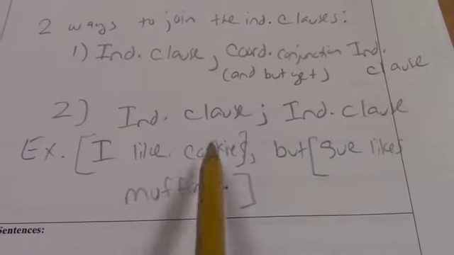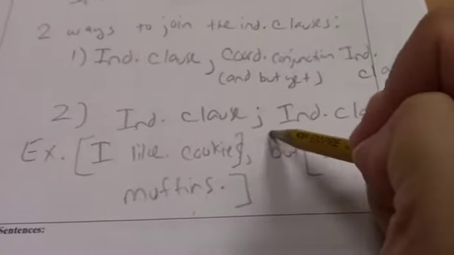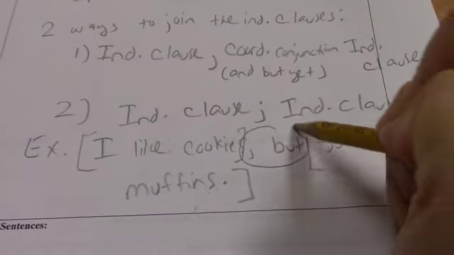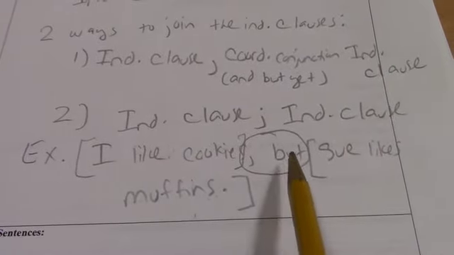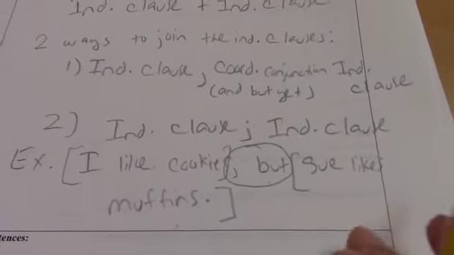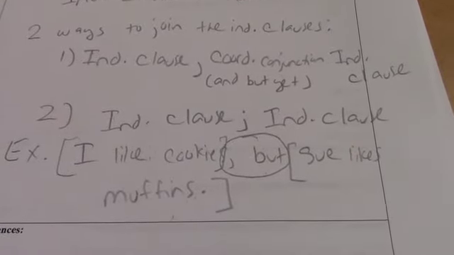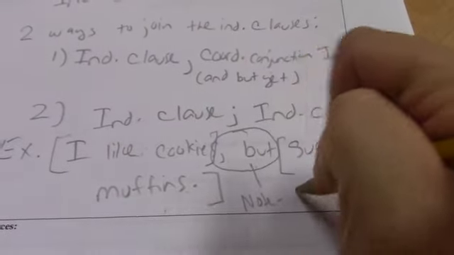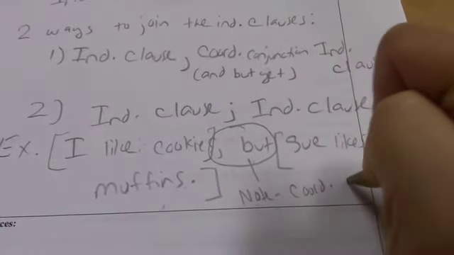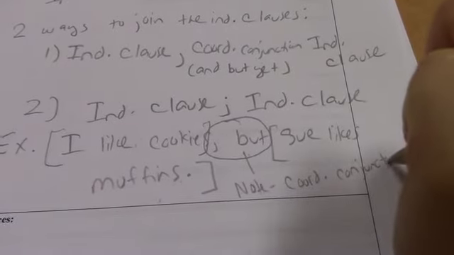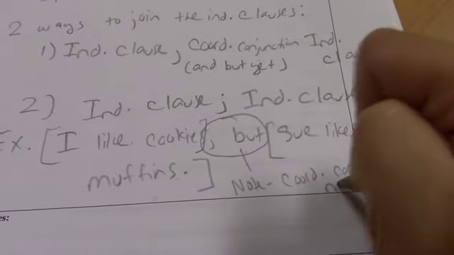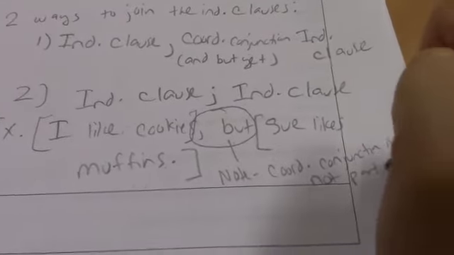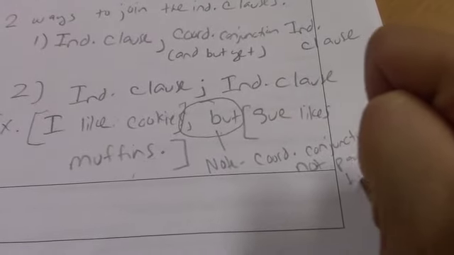So I like cookies and Sue likes muffins. And it's joined together by a comma plus the coordinating conjunction but. Okay, so note, my coordinating conjunction is not part of an independent clause. So just a note, coordinating conjunction is not part of the independent clause.